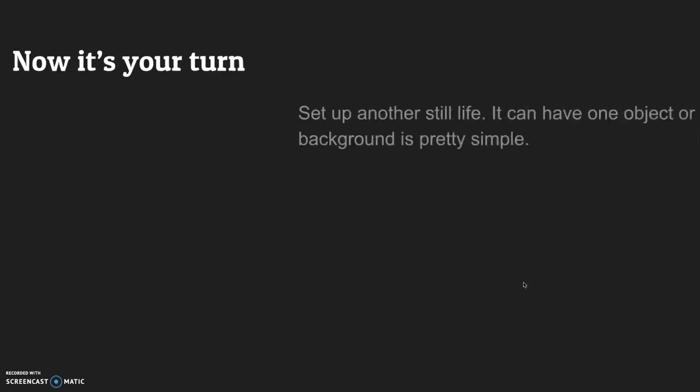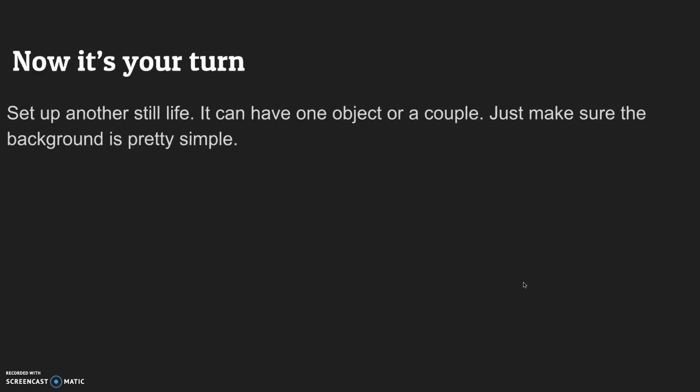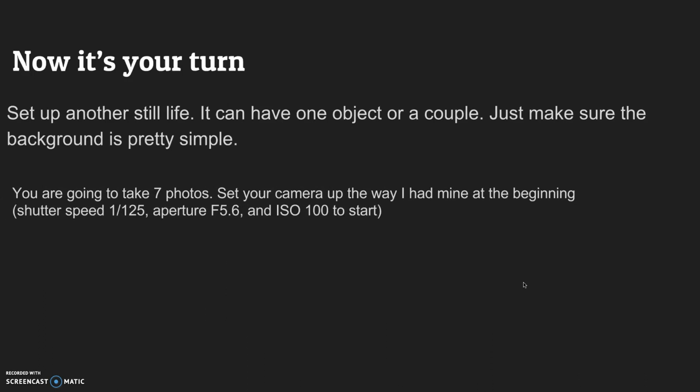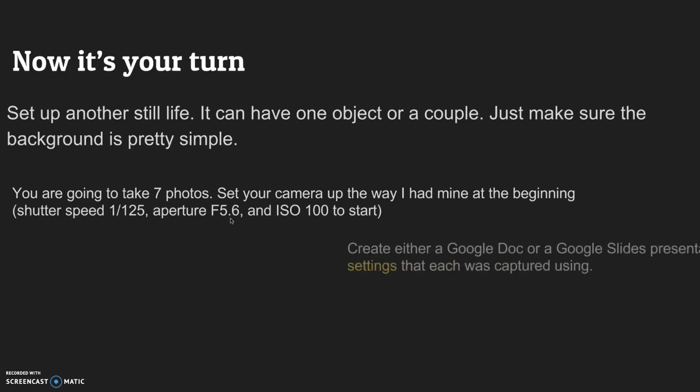Okay, so now it's your turn. You are going to set up another still life. It can have one object or a couple. I had 3 in mind, so that's fine. Just make sure to keep the background pretty simple so we don't want to be distracted by all the things going on in the background. And you're going to take 7 photos for this one. Set your camera up the way I had mine at the beginning. So shutter speed at 1/125th of a second, aperture at f5.6, and the ISO starting at 100.